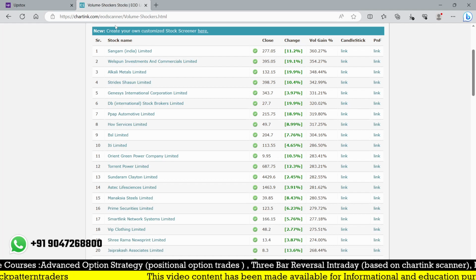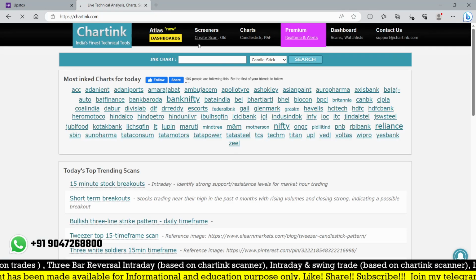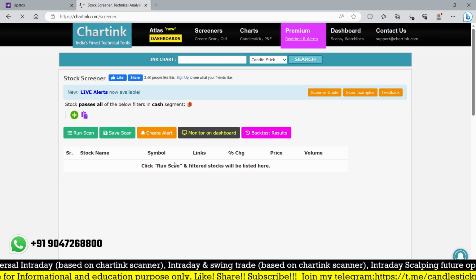So let me create it on Chartink. Let me go to the home page of Chartink. I'm just going to create the scanner. It's a purely volume-based scanner.